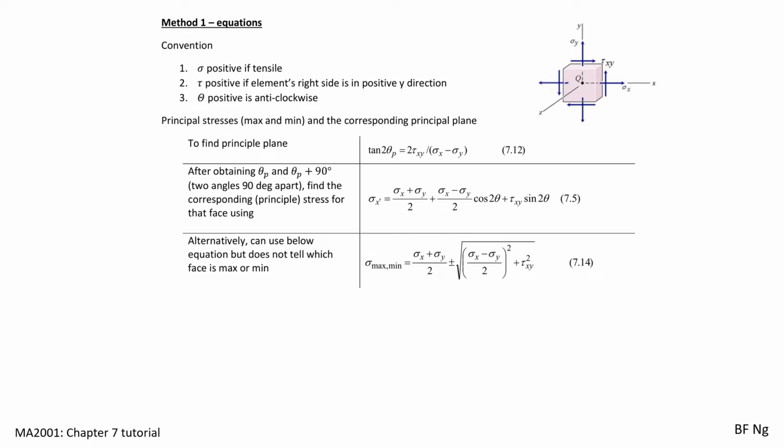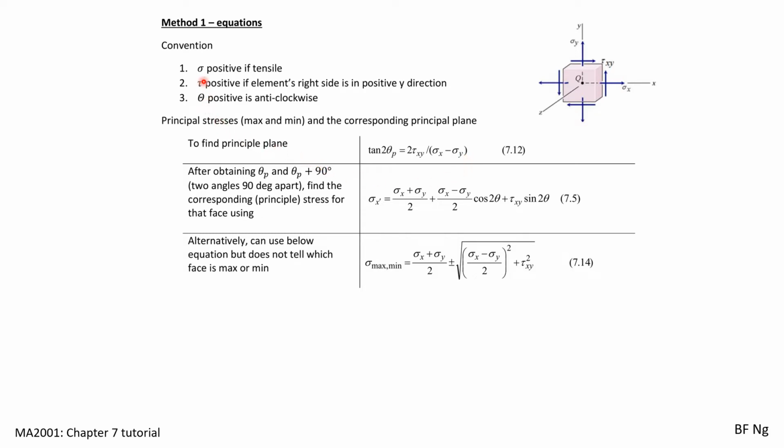To obtain the principal stresses, principal planes and maximum shearing stress, there are two methods. First is using equations and the other is using Mohr circle. For equations, we can use the equations here. Before using them, there are several conventions we need to stick to.